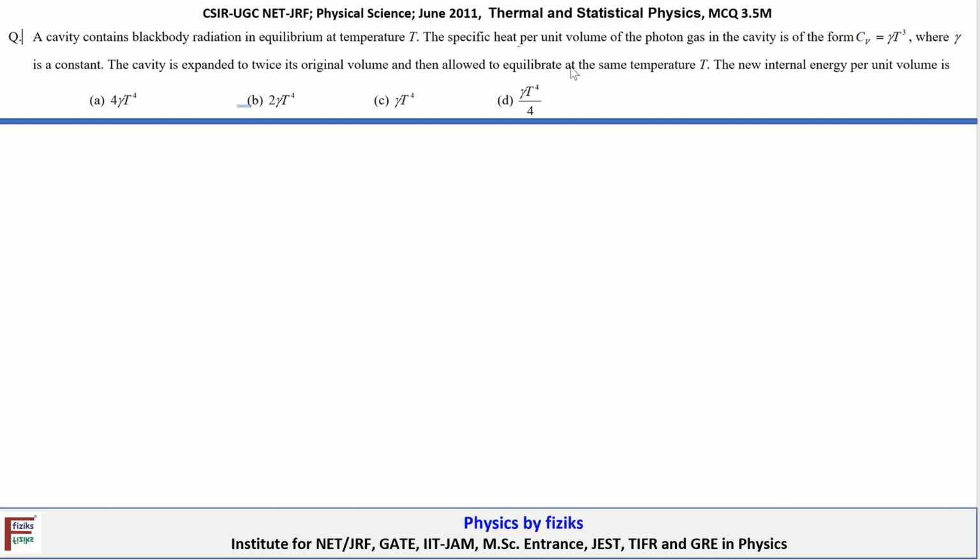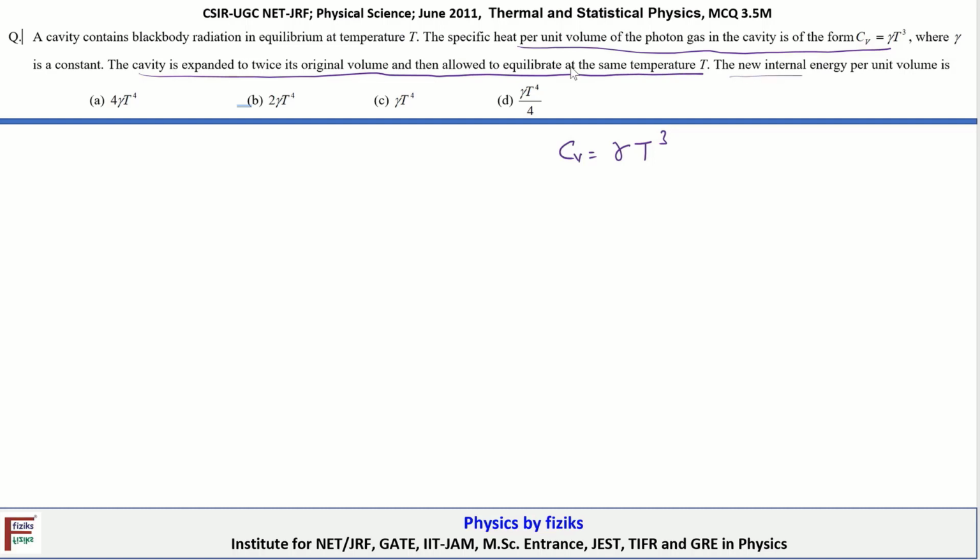The specific heat per unit volume of the photon gas in the cavity is of the form Cv equal to gamma T cubed, where gamma is a constant. The cavity is expanded to twice its original volume and then allowed to equilibrate at the same temperature.